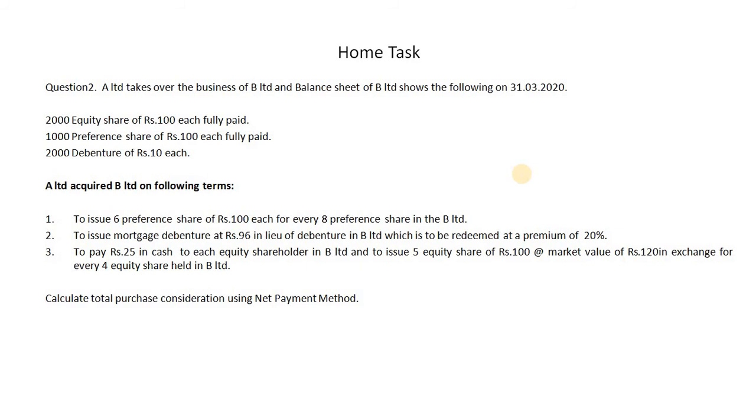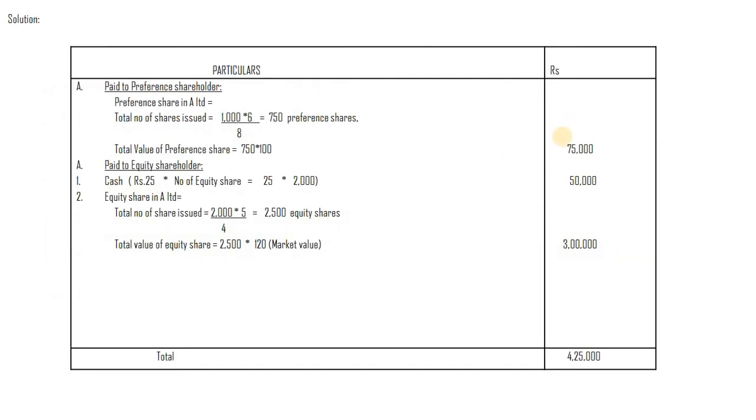So let's go to point number 3. In point number 3, to pay rupees 25 in cash to each equity shareholder in B Limited. Okay, if you have one equity share, then how much cash you will get? Rupees 25. So how many equity shares are there in B Limited? There are 2000 equity shares, right? So total cash payment will be 2000 into rupees 25, which is 50,000, right? Here it is written 50,000. So equity shareholders of B Limited will get cash payment of 50,000.